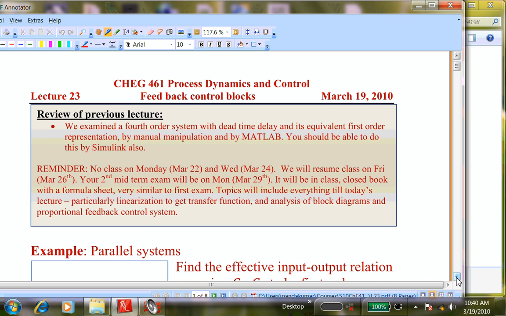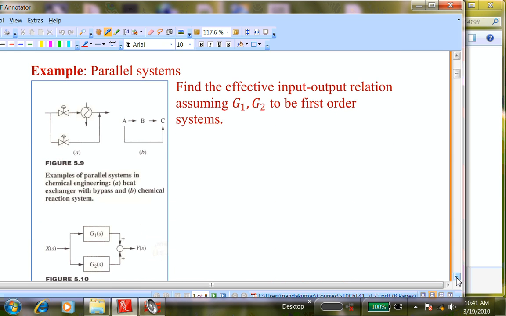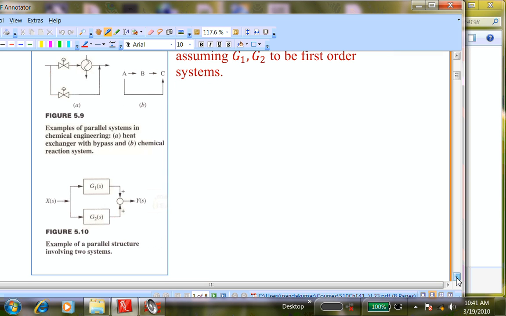So in the last class we did 1 problem, so we're going to continue to do a couple of more problems today, and then I move on to the next topic of looking at transfer functions for valves. Valves are one of the most commonly used process units, so I'm not sure whether we'll get that far, but we'll see how far we can go. The next problem is a parallel system.